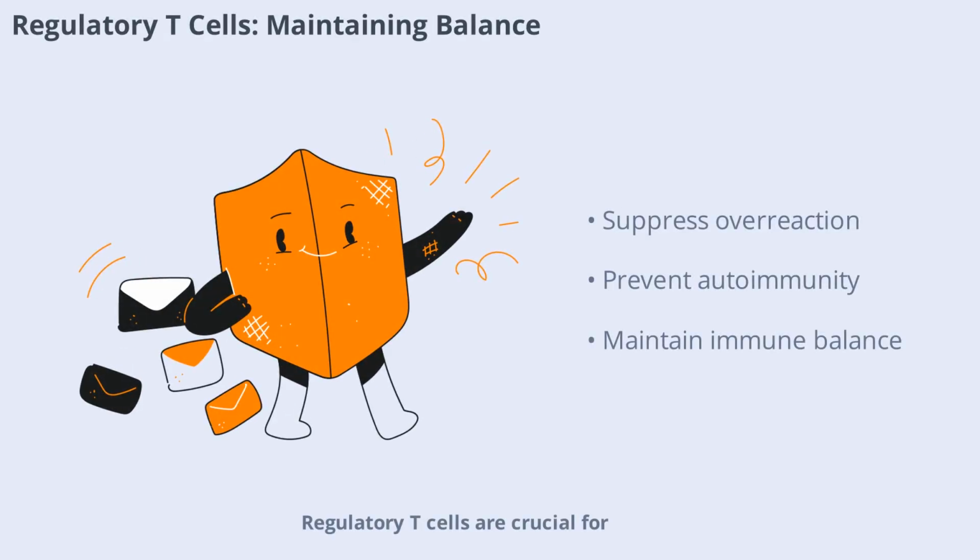Regulatory T cells are crucial for preventing the immune system from overreacting. They suppress excessive immune responses, reducing the risk of autoimmunity where the body attacks its own tissues. By maintaining this balance, regulatory T cells help ensure that the immune system is both effective and safe, protecting us from disease without causing harm.